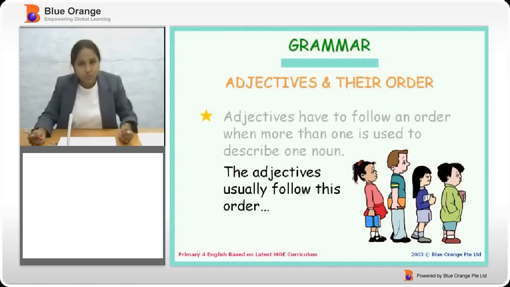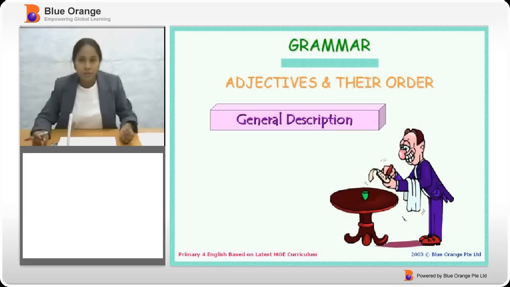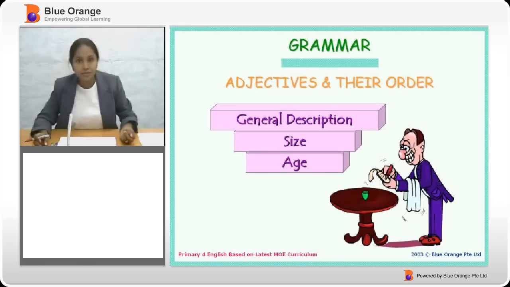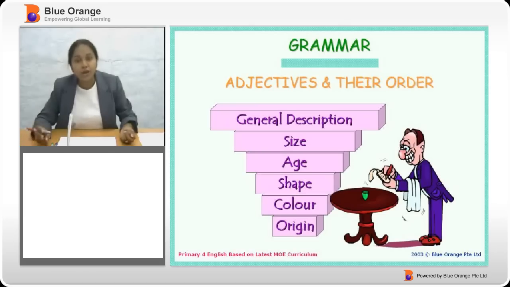The adjectives usually follow an order such as this. When a noun is described using several adjectives, we will have an adjective that has a general description first, followed by an adjective that describes the size, an adjective that describes age, an adjective describing shape, an adjective describing color, and finally an adjective describing origin. So this is the order in which most adjectives are ordered.